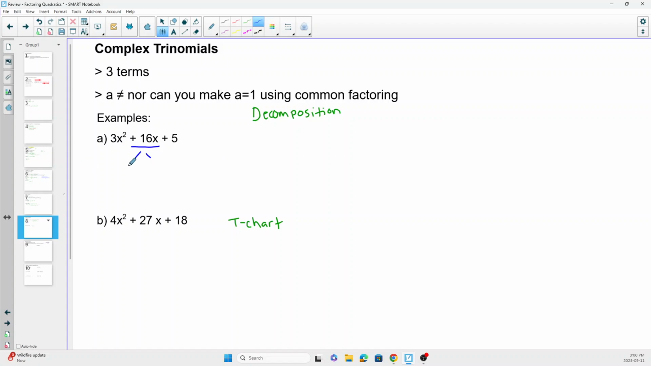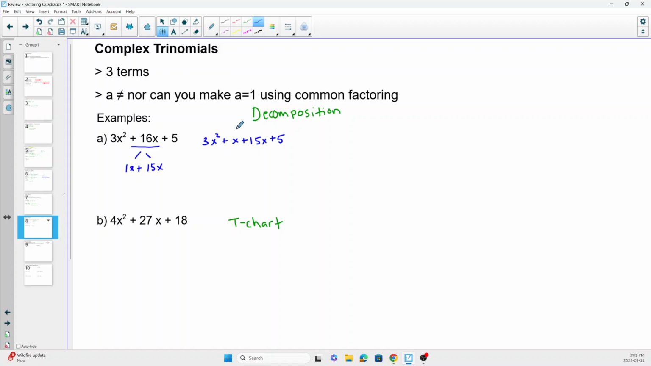So let's just try 1x plus 15x. Okay, so 1x plus 15x is 16x. So we've got 3x squared plus 1x plus 15x plus 5. And I'm specifically choosing this one because I want to show you what happens when we are factoring with this 1x, but we'll get to that.